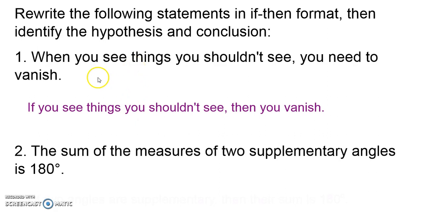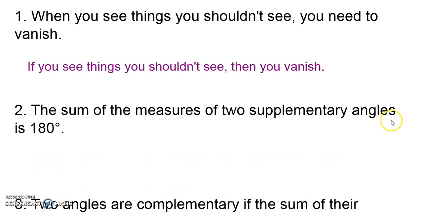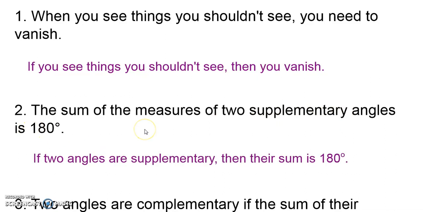So some of the statements, we really can just replace some words. Other statements we got to work a little more to get it to be in the if-then format, like the second one. The second one is the sum of the measures of two supplementary angles is 180. So we got to think about what is the hypothesis, what is the independent condition. So what we're saying is if we have supplementary angles, they add up to 180. So our statement would be if two angles are supplementary, then their sum is 180.